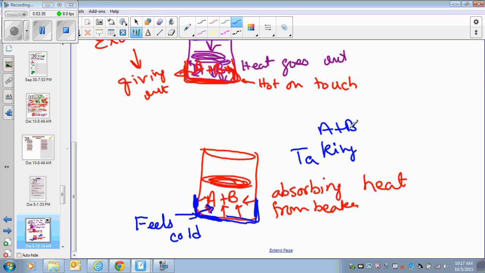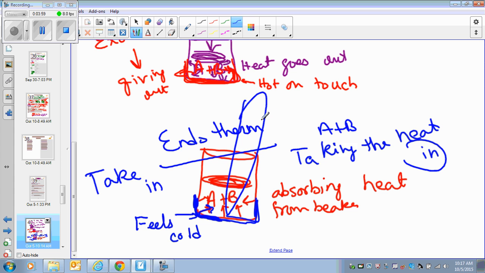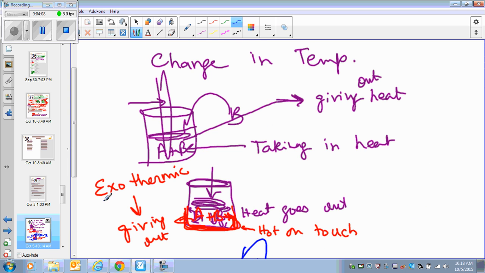A and B are taking in heat. So a chemical reaction that takes in heat is called endothermic. So there are two types of chemical reaction. One is endothermic, one is exothermic. So when they take in heat, okay, it is called endothermic. If I have a thermometer in there, the temperature will drop, okay, because the A and B is taking all the heat. And if the heat is going out, it is called exothermic. If I have a thermometer in there, the temperature will rise. So this is what exothermic and endothermic is.